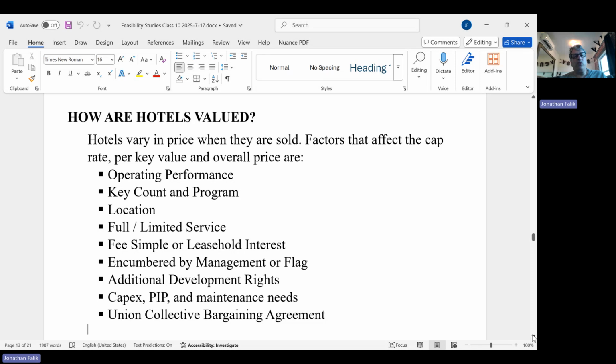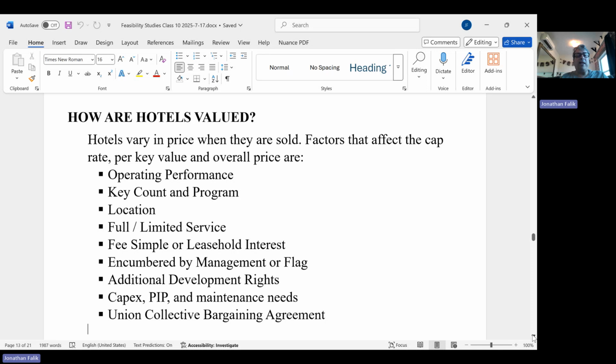Leasehold means someone else owns the ground and you have a long-term usage right to buy it. So would you pay the same amount, right, if you don't own the land and you don't own it in perpetuity? Encumbered by management or flag, right? So is the property subject to an existing management agreement or a flag, which is a franchise agreement? That might make encumbered by a certain flag or franchise might make the property worth more or might make it worth less. It totally depends.